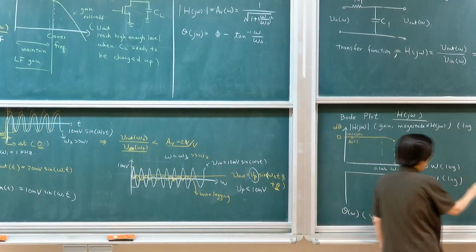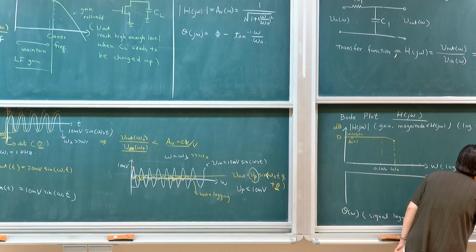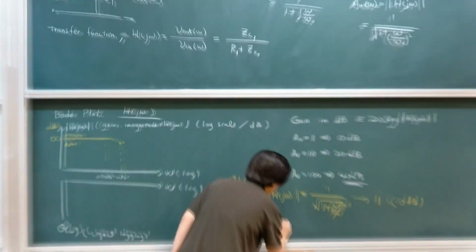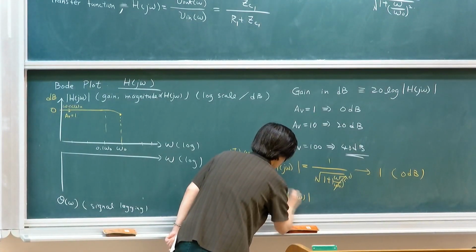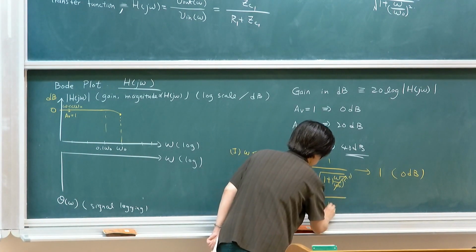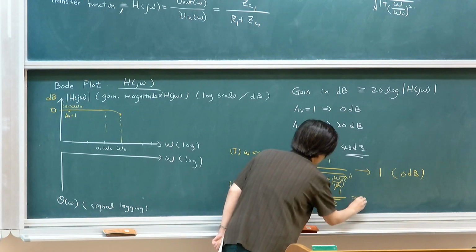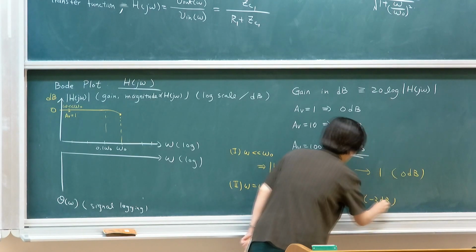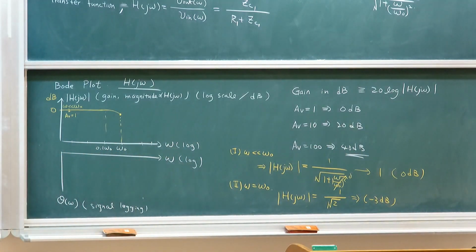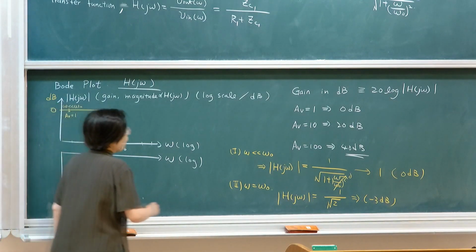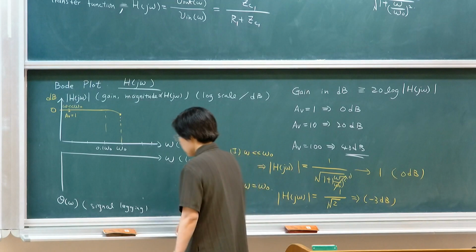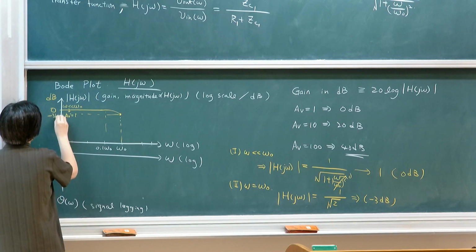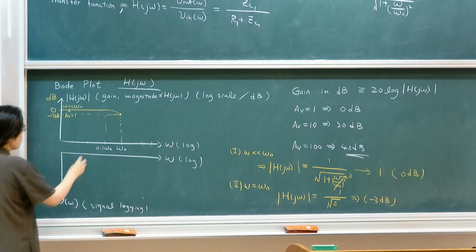So at the corner frequency, if you look at the second scenario when omega equals omega 0, the magnitude of the gain will turn into 1 over square root of 2. So this will then give me minus 3 dB. Okay, so let me explain that a little bit. So this will then give me minus 3 dB. Okay, so you get the corner.